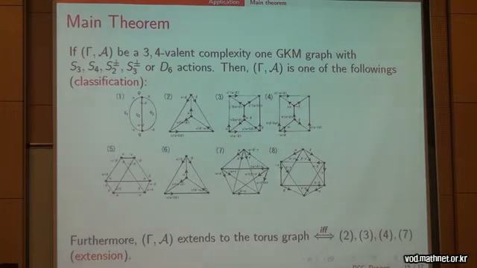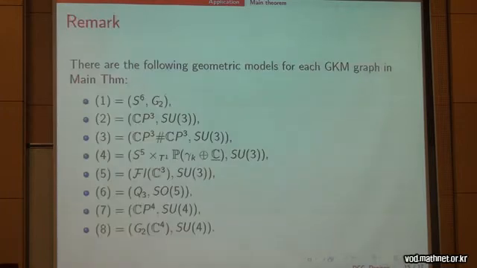And furthermore, by using the previous obstructions, we get that this Gamma extends to a torus graph, meaning a 3-3 type GKM graph or 4-4 type GKM graph, if and only if it is the second, third, fourth, or seventh graph. Otherwise they do not extend to a torus graph. And actually, there are some geometric models in each case. So let's look at that in the final slide.